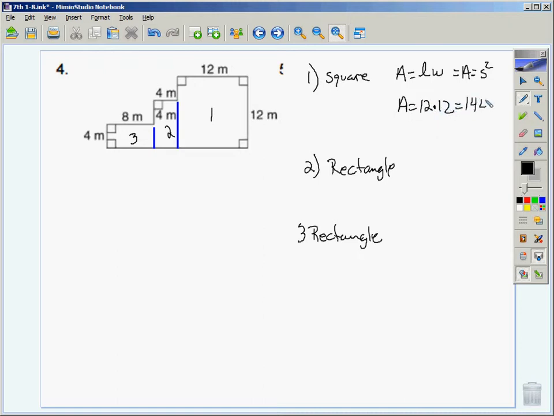So, the area of the square is 144. Everybody with me on the square? Should everybody have been able to find the area of a square? Even if you couldn't do the rectangles, there should have been something that everybody in here could have done. Some part of it.